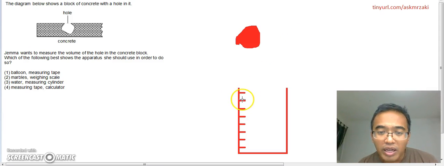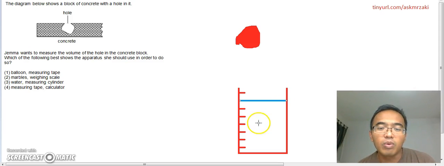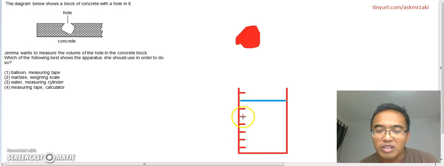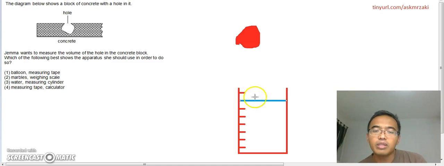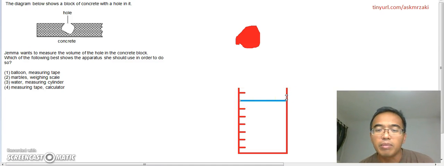We fill it up with a known amount of water. Let's say we know that this is the amount of water. Say this is 10, 20, 30, 40, 50, 60, 70 ml. I'm just giving you any random number here.